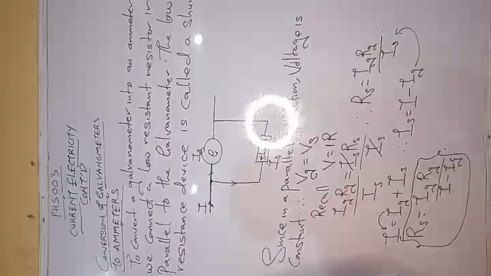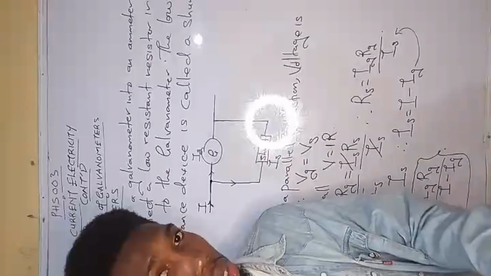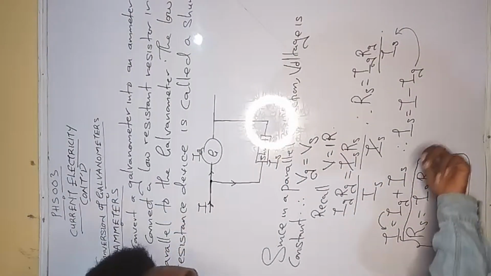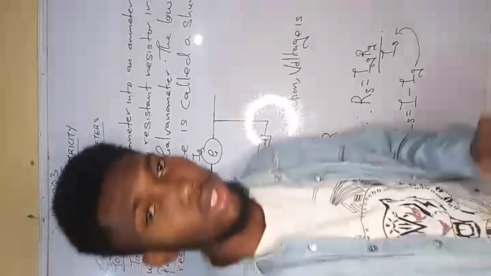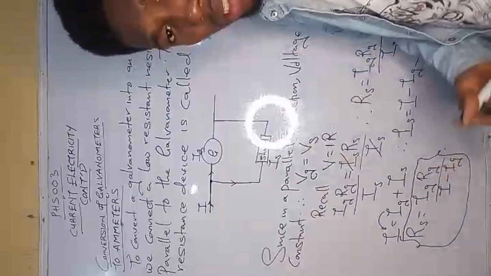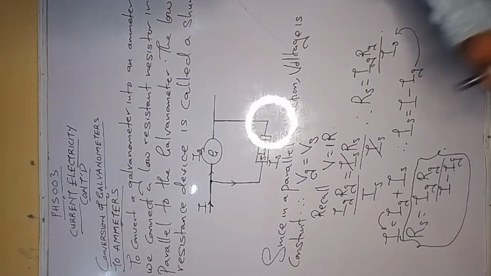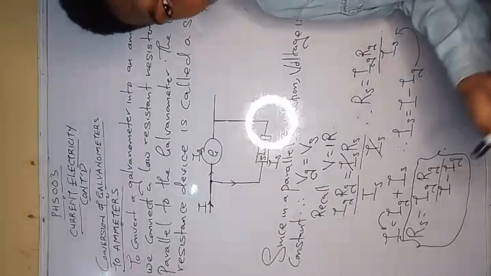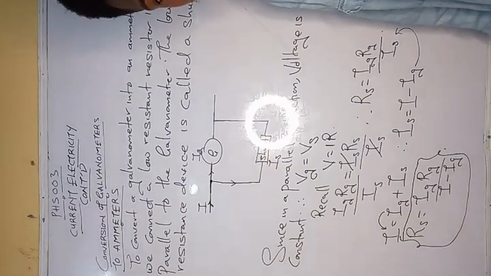Are we done? If you don't understand what I just said, you can also ask a question. Please, this is just the formula you need to take note of: Rs equal to Ig Rg over I minus Ig. Because if they ask you this question in the exam, they will tell you, calculate the magnitude of the resistor that must be connected in parallel to enable the galvanometer measure a deflection current of so and so. You just apply that expression there.